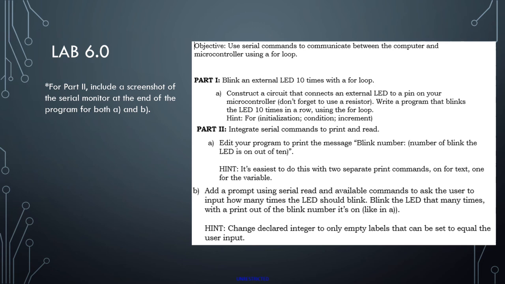So this notes that in your for loop, you'll need an initialization, you'll need a condition, then you'll need an increment of some sort or a modifier. And so you'll write a program to blink an LED 10 times in a row using a simple for loop. So this one should be pretty easy.